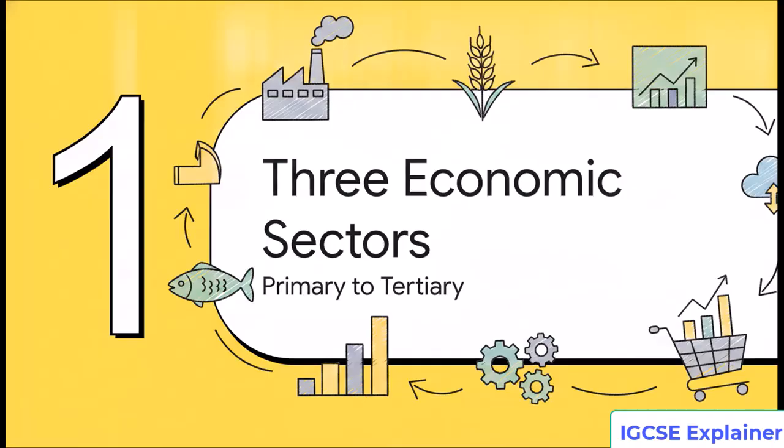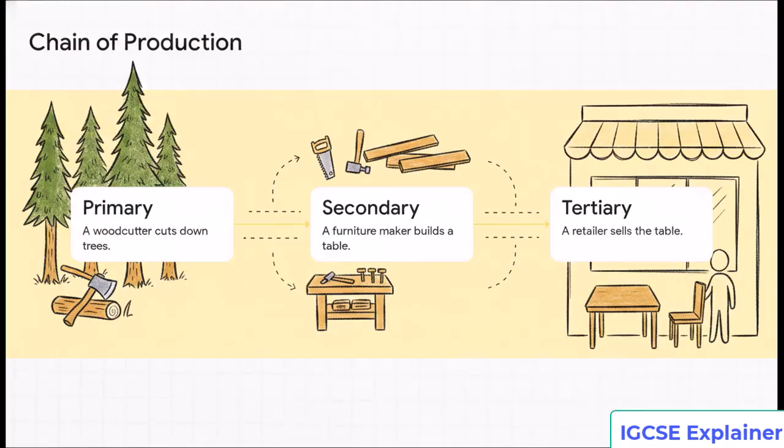Section 1. The 3 economic sectors. Let's dive right into this. Let's ground all this in the classic chain of production. Think about a simple wooden table, right? It actually passes through 3 totally distinct phases. First, you've got the primary extraction, literally chopping down the raw wood. Then, the secondary manufacturing by a furniture maker who actually builds the thing. And finally, the tertiary retail stage, where it's sitting in a shop waiting for a consumer to buy it. 3 steps representing 3 very different types of businesses.